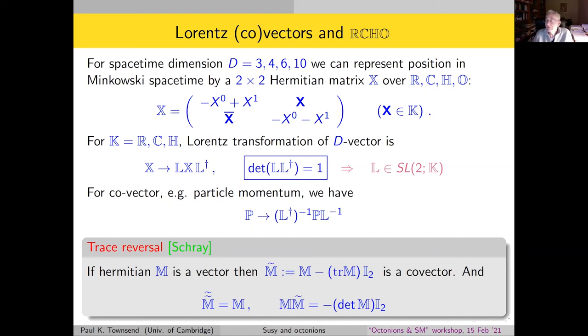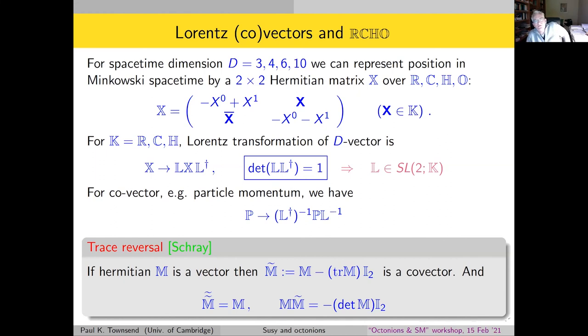Shouldn't we be able to do that? Well, let's see how far you can get on that. The first thing you would like to know is, well, what about the point in space-time? How can you write that in terms of real, complex, quaternions or octonions? Well, of course, that's well known.